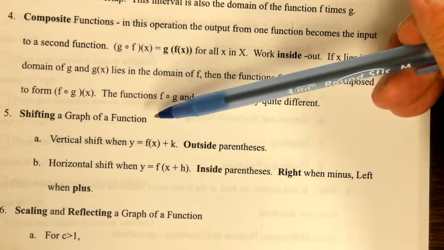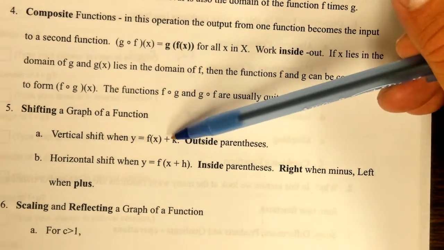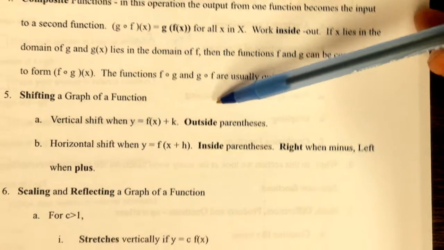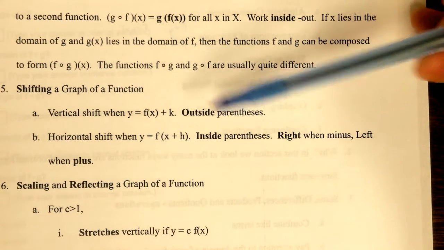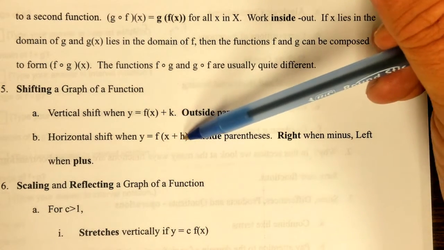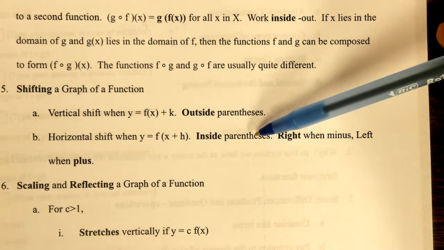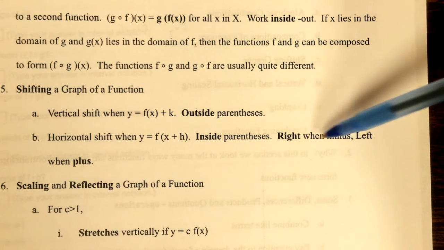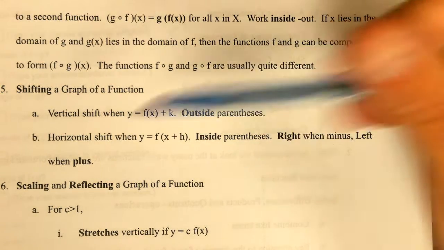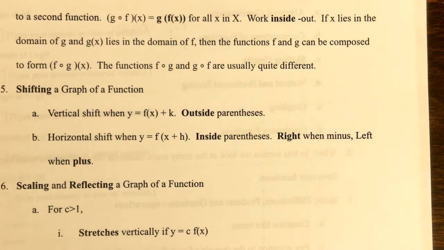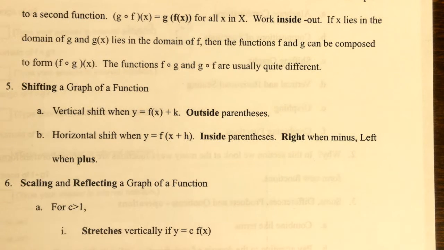Shifting a function, so the vertical shift is when it's plus k, which is outside the parentheses. A horizontal shift is when it's here, which is inside the parentheses. It's right when it's minus and left when it's plus. So those are some things you noticed from Algebra 2.